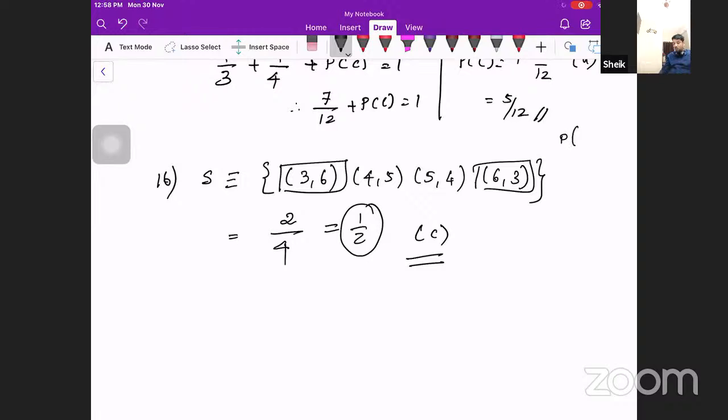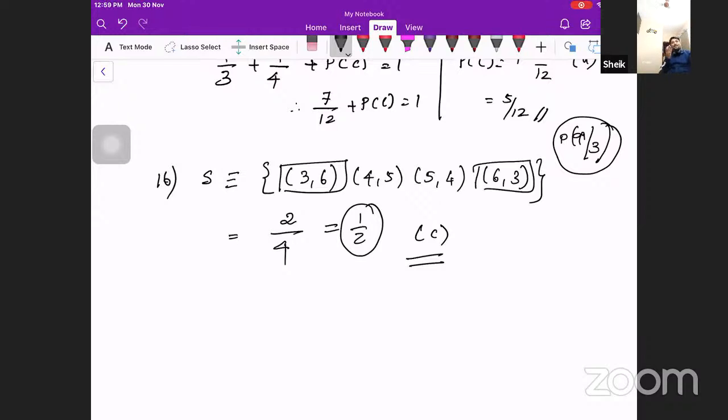What is the conditional probability? Probability of sum is 9, such that one of the dice shows 3. This is what they ask you to find out. If you apply the formula, you will be using P of A intersection B divided by P of B. It's such a time waste.